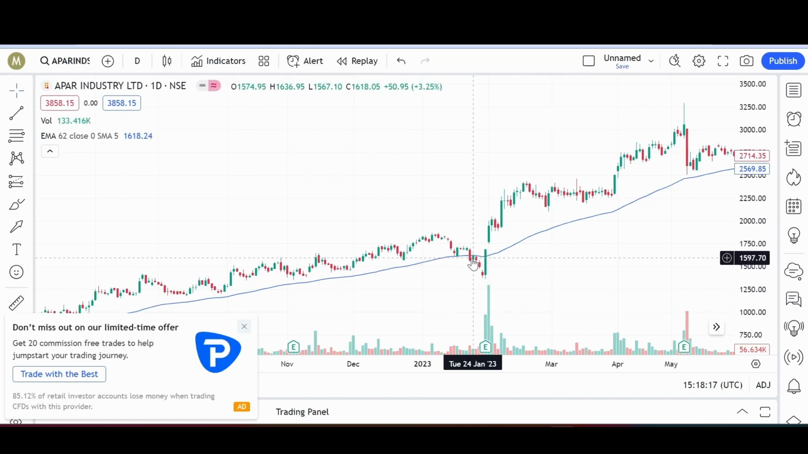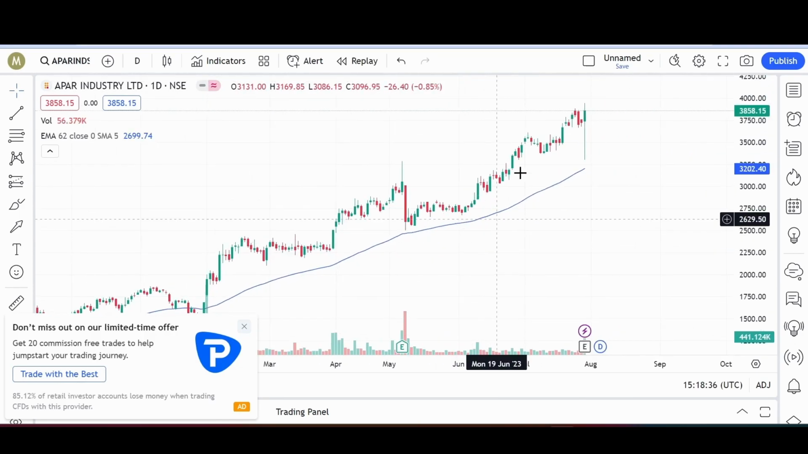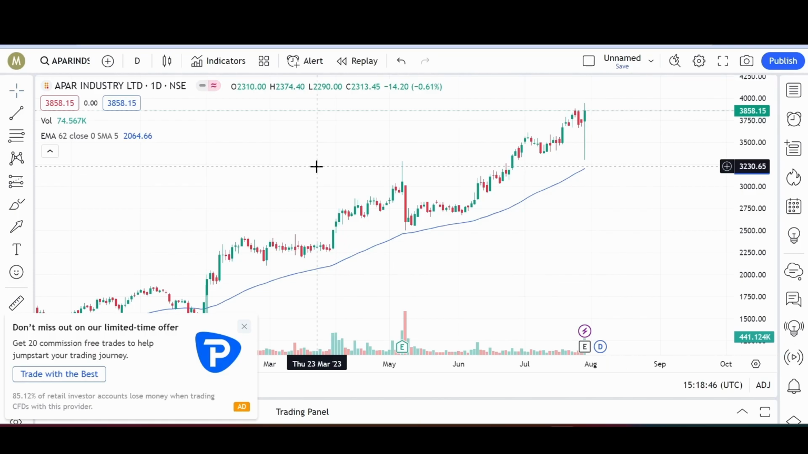Even this fall is because of the Russia Ukraine war. After that, this whole downtrend was taken out with a single day candle, and then again it came back to the 62 moving average area, and still it is performing well. This is how it acts like a support. Based on this, we can keep the stock until it closes below the 62 moving average. That's how multi-baggers are formed.